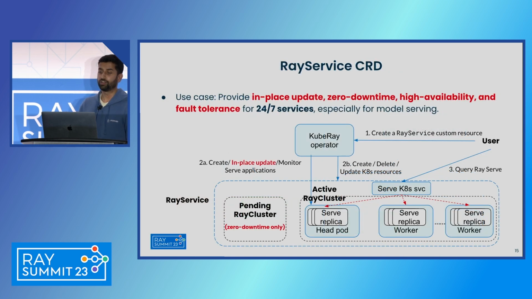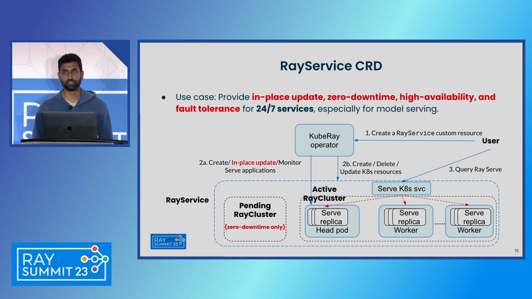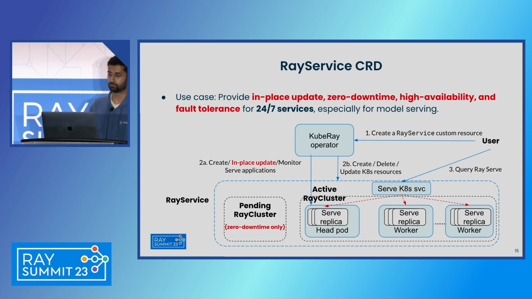The architecture diagram for Ray service is pretty similar to the ones we've seen before. The user creates a Ray service custom resource. The operator monitors the service and updates Ray serve applications in place. The KubeRay operator takes care of creating, updating, deleting the Kubernetes resources, just like it does for Ray cluster and Ray job.